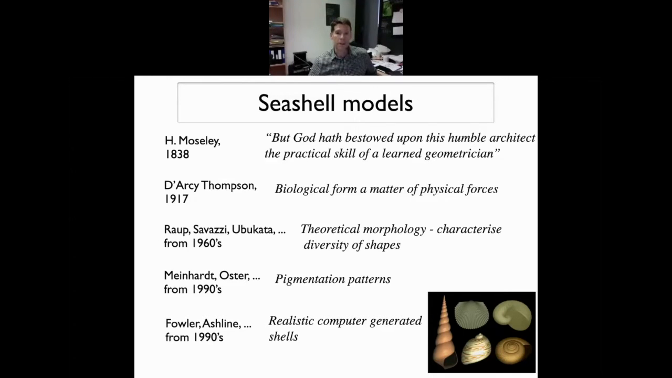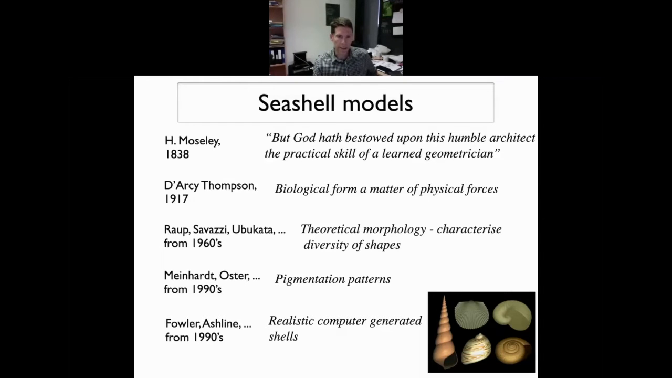Starting in the 60s, you got the rise of what's called theoretical morphology, which really became about characterizing the diversity of shapes, geometrically or in terms of a small number of parameters. There was a lot of work from Meinhardt, Oster, and others on the color patterns of shells. And there have been very good computer generation algorithms for shells since the early 90s.